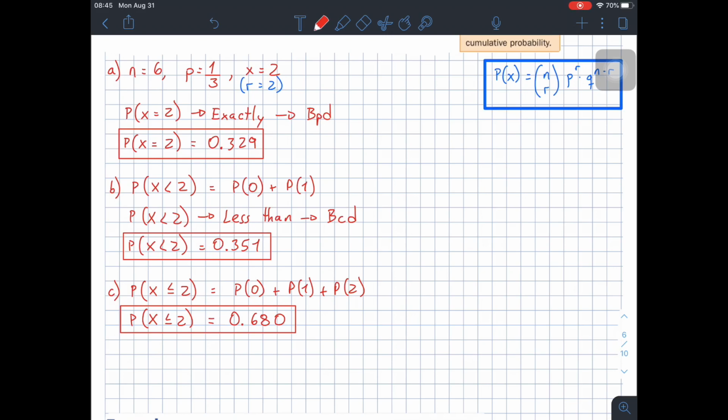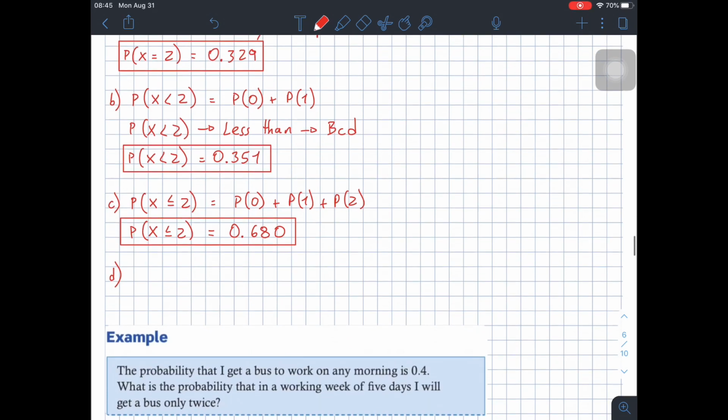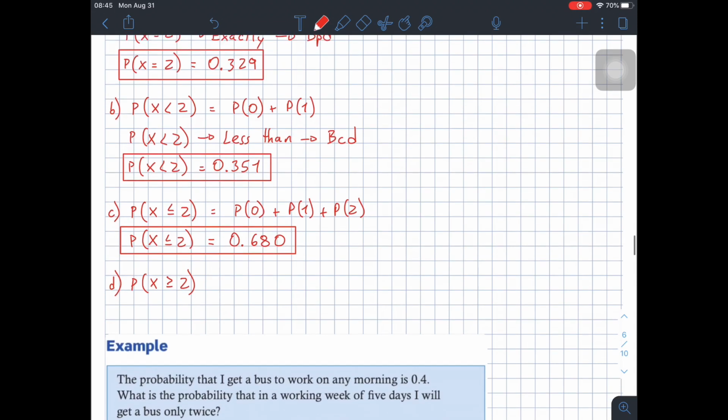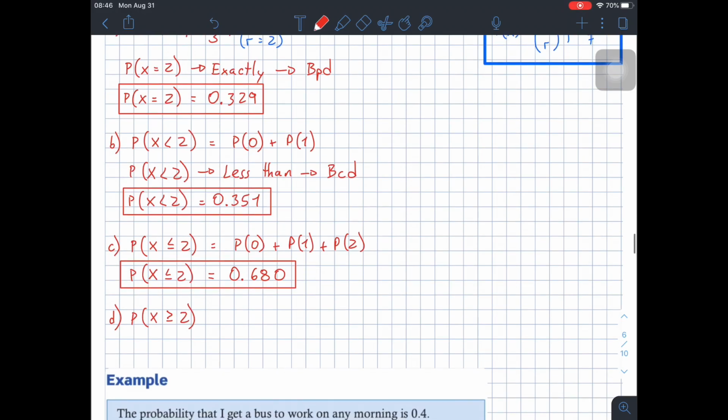Finally, for part D, it says find the probability of x being greater or equal than 2. Probability of x being greater or equal than 2. Okay. For this particular part, the use of the calculator depends on the model of the calculator you have. In the older models, the only way that you can solve this is by thinking the other way around. The probability of x being greater or equal than 2 is the same as saying 1 minus the probability of x being less than 2, right?